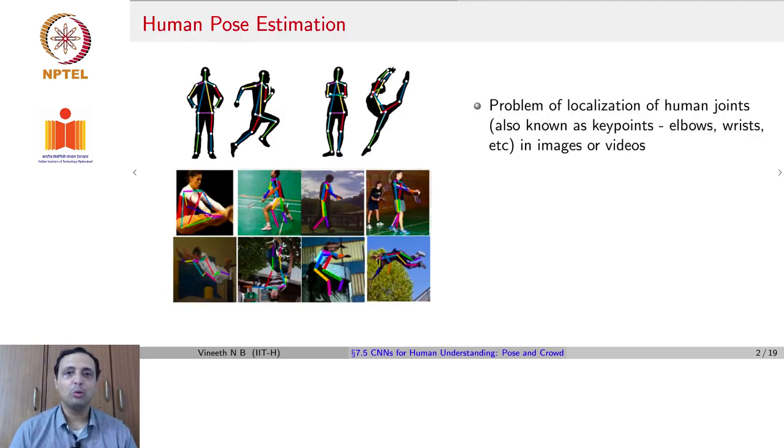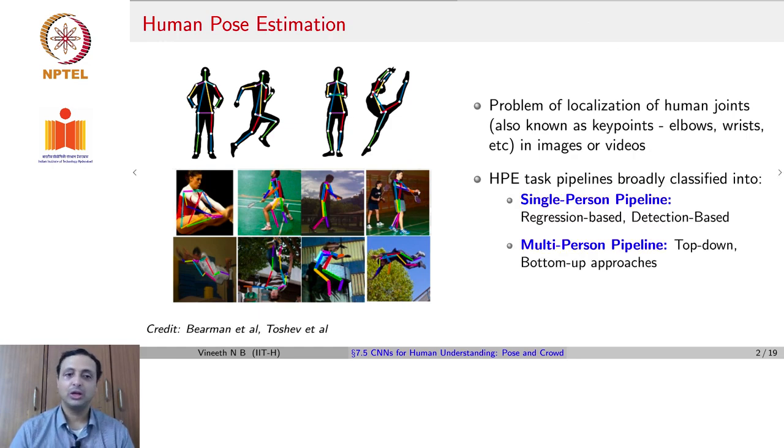The task of human pose estimation is the problem of localization of human joints such as elbows, wrists, so on and so forth, in both images and videos. Where would such a task be used? It could be for sports analytics. It could be for the Microsoft Xbox that detects your pose and accordingly asks your avatar on the screen to play a particular tennis shot or a golf swing.